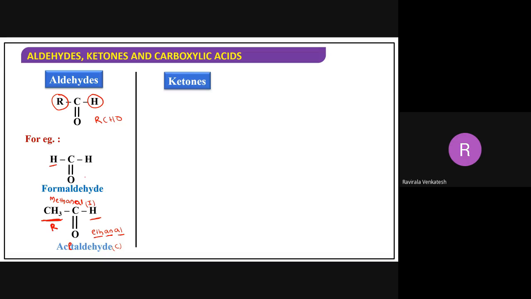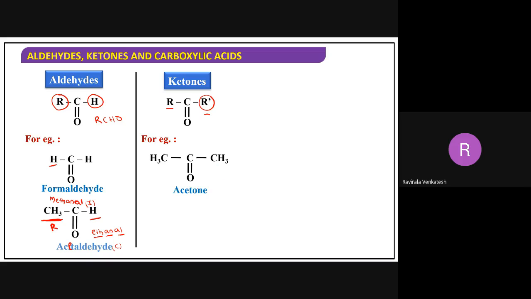Okay. Next, we'll see the ketones here. Here also, in the place of hydrogen, we are getting one more R. These two may be the same, may be different also. If they are the same, we call them simple ketones. If they are different, they are called mixed ketones. You see, both are the same alkyl group. This is called a simple ketone. Acetone, we have to call this one.